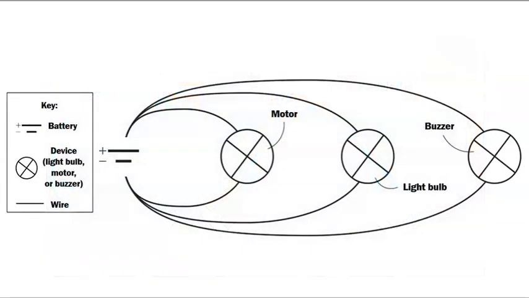This time, we will create and test a circuit that looks like this one. How should we arrange our materials in order to build the circuit represented in the diagram? Did you say we should start with the battery? I agree. We'll place the battery on the table and attach wires to either side.